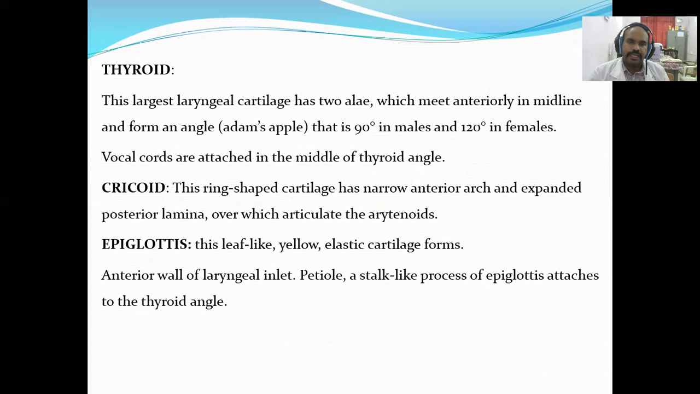It is the only complete cartilage of the larynx. The anterior arch is very small, whereas the posterior arch or lamina is relatively broader, over which the arytenoids articulate.